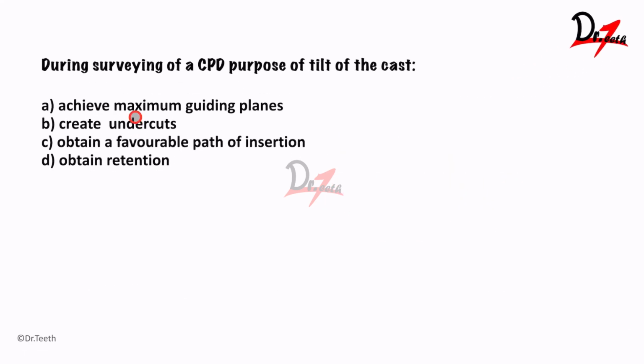Then during surveying of CPD, what is the purpose of tilt of the cast? Is it to achieve maximum guiding plane, create undercut, obtain a favorable path of insertion, or obtain retention? The answer is obtain a favorable path of insertion. That is why we do surveying. We have to obtain a favorable path of insertion by tilting of the cast.